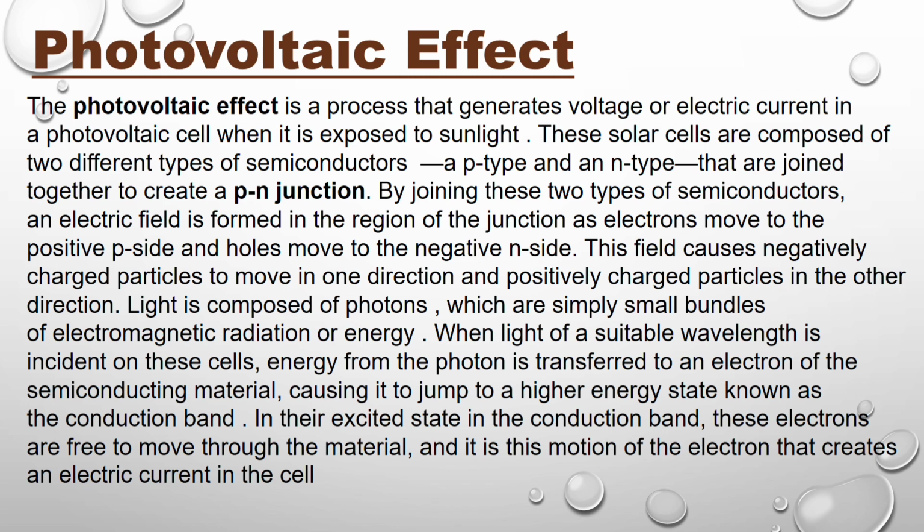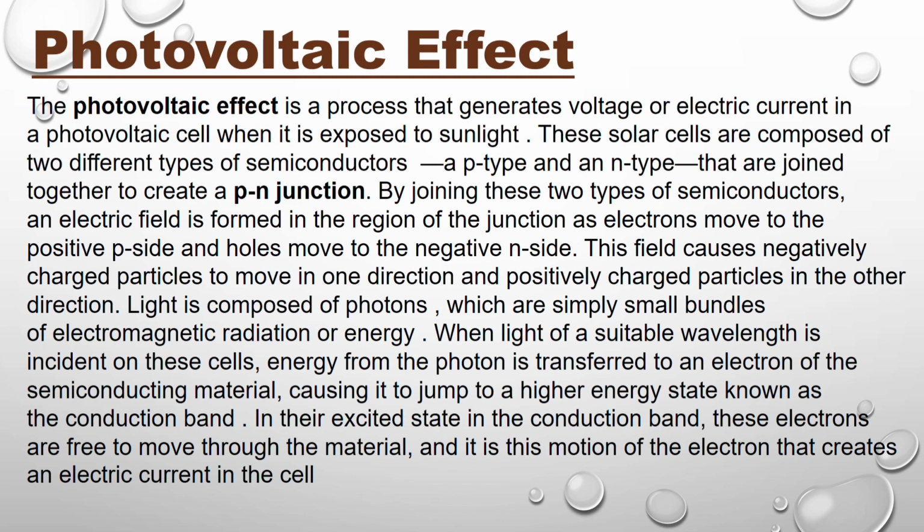By joining these two types of semiconductors, an electric field is formed in the region of the junction as electrons move to the positive p side and holes move to the negative n side. This field causes negatively charged particles to move in one direction and positively charged particles in the other direction. Light is composed of photons, which are simply small bundles of electromagnetic radiation or energy.